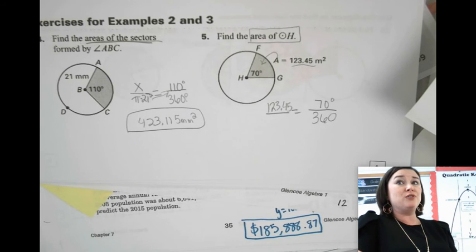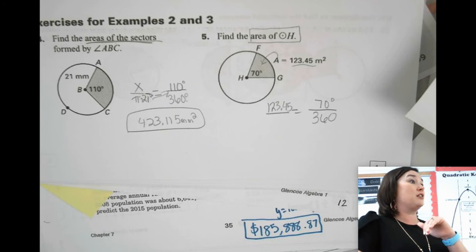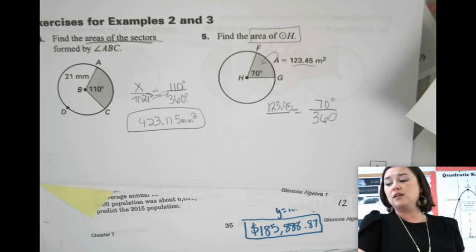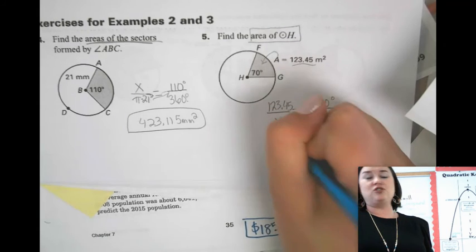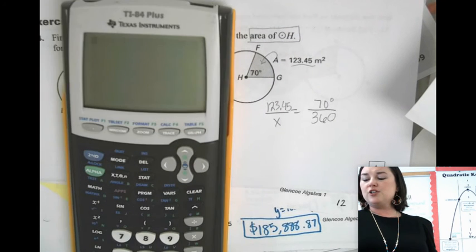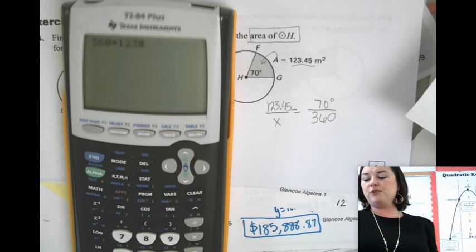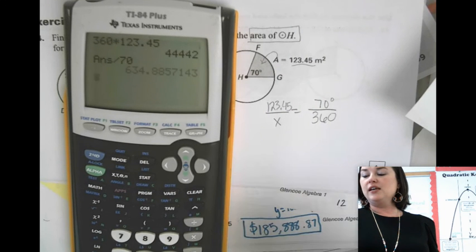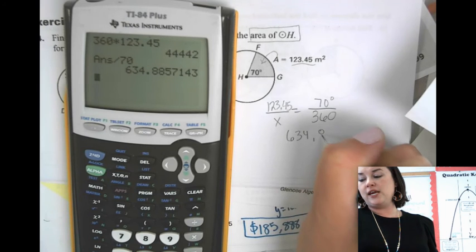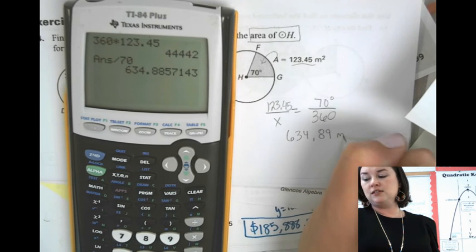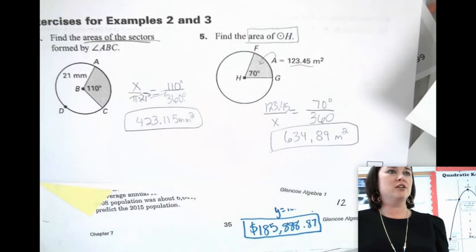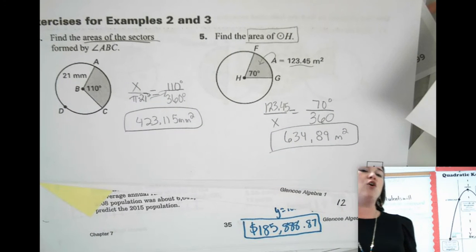If I give you a test on this and you're not sure whether it is talking about the area of the sector or the area of the circle, you can raise your hand and ask, and I will tell you which one. Well, we just started this yesterday, so it'll be a little bit later. So 360 times 123.45 divided by 70 is 634 point, let's just do 89. Does it make sense that it's more than the area of the sector? Yes, because it's the area of the whole thing.